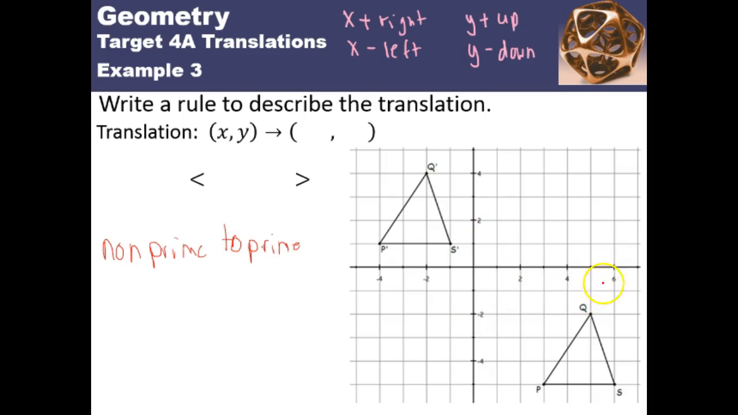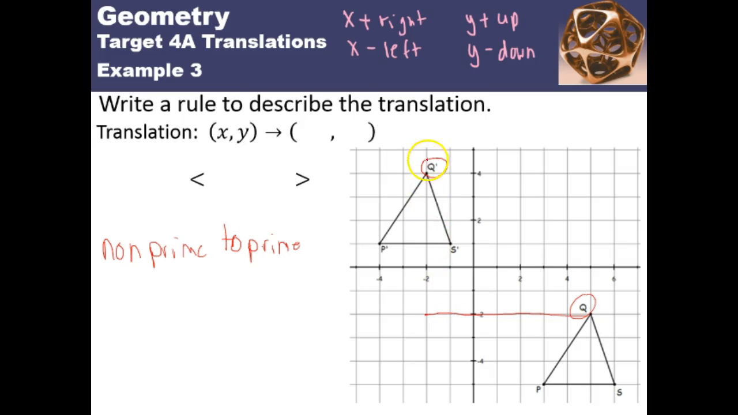So if you notice, this is Q, and if you look at it, there's no prime. Then here's Q prime. So we have to go from Q to Q prime, or S to S prime, or P to P prime. Now it doesn't matter which letter we pick, we're going to get the same answer either way. So let's start with Q to Q prime, and then I'll show you that it would be the same if I had picked one of the other letters. So to get from Q to Q prime, first I'm going to ask myself, am I going to go left or right? So obviously I'm going to go left, and I'm just going to draw my line, and I'm going to count how far left I went.